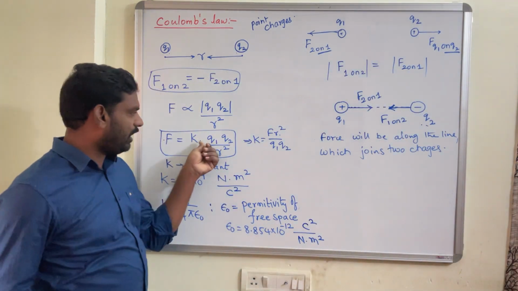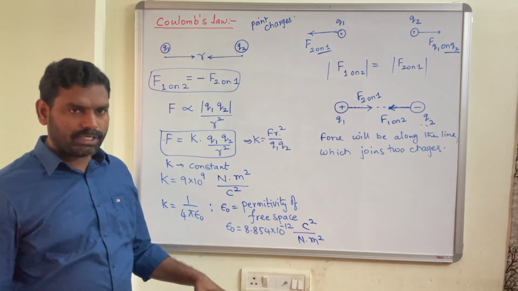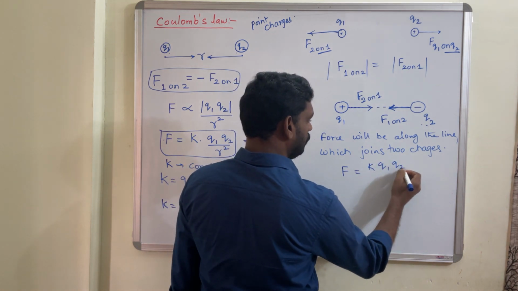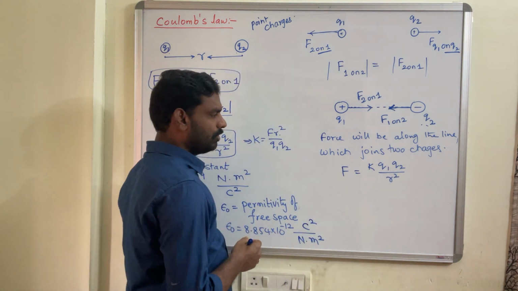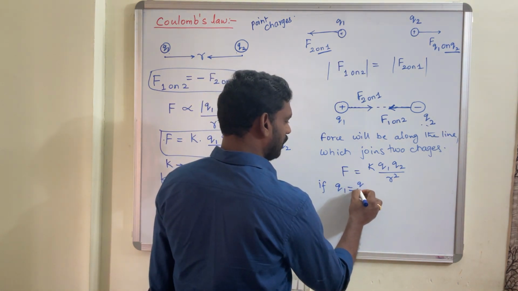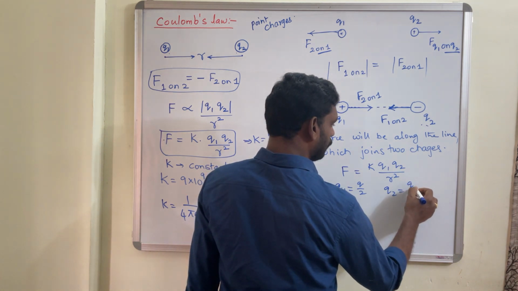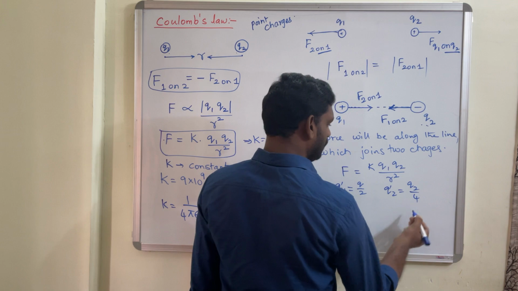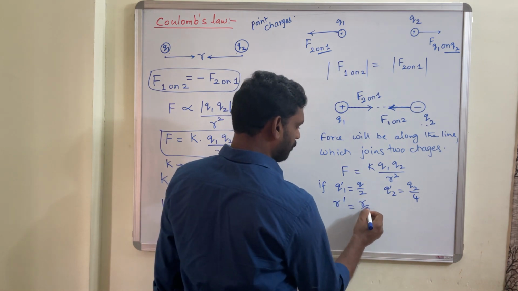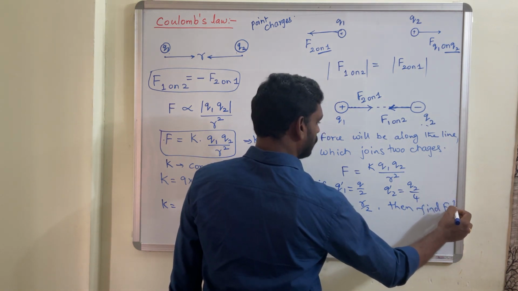And the magnitude of force is nothing but k q1 q2 by r square, and the direction will be along the line which joins the two charges. Okay, next. I am giving you one more problem. F is equal to k q1 q2 by r square. If q1 becomes half, I am splitting the charge into half, and q2 becomes 1/4, and if the separation between them is lesser, that is r by 2, then find the new force. What is the new force between the new charges?